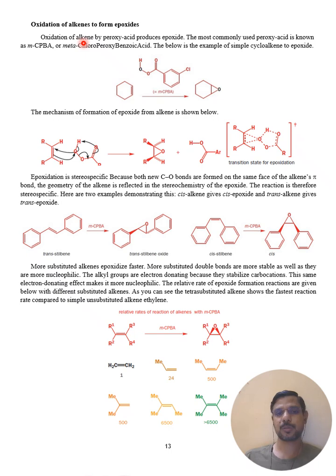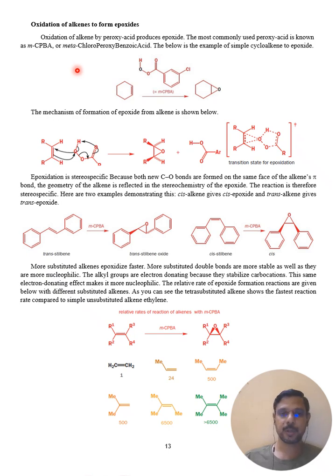Oxidation of alkenes to form epoxides. So far we have seen only hydrohalogenation or hydration. Now we are going to see an oxidation. If you oxidize the double bond, there are many oxidations. It can give a dihydroxy compound, or it may even give an aldehyde, or it may give a ketone, right? So depending on the oxidizing conditions, it can be the product.